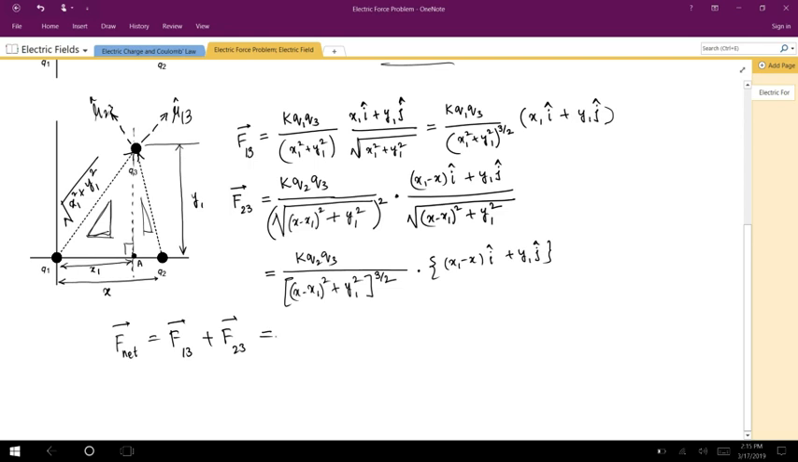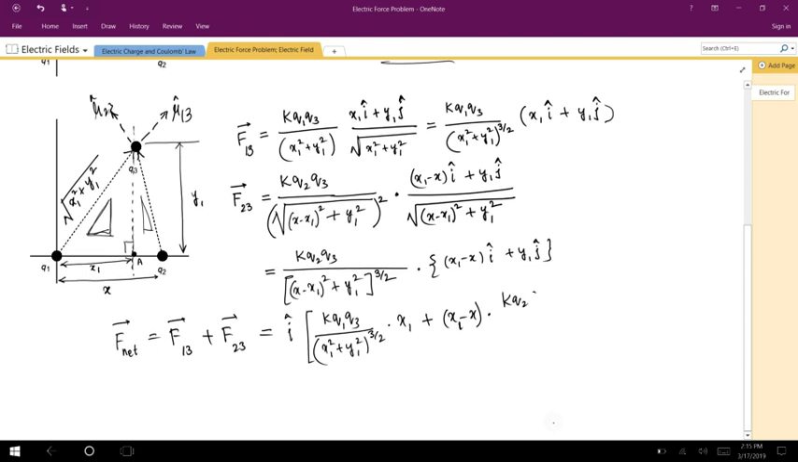And so if I wanted to write it out in long form, what I would have to write is, for the i hat component, k q1 q3 divided by (x1 squared plus y1 squared) raised to the 3 halves, and this comes with an x1, or actually (x1 minus x), times k q2 q3 divided by ((x minus x1) squared plus y1 squared) raised to the 3 halves.